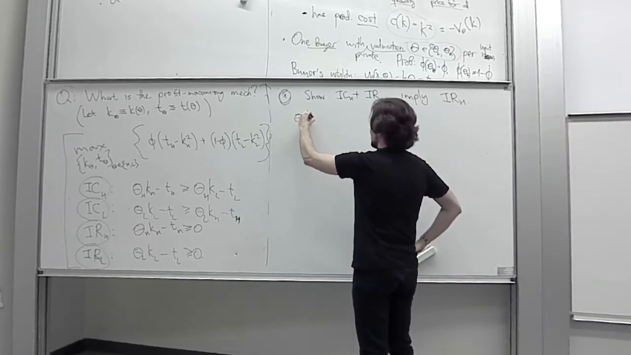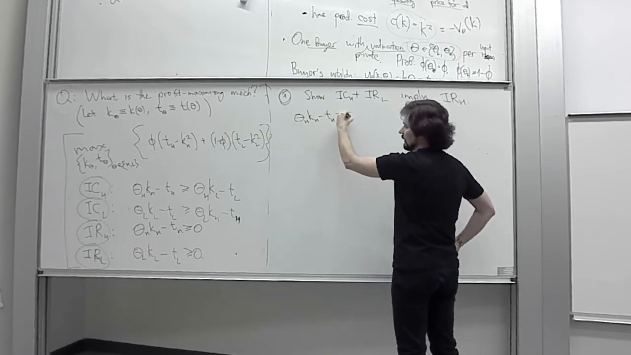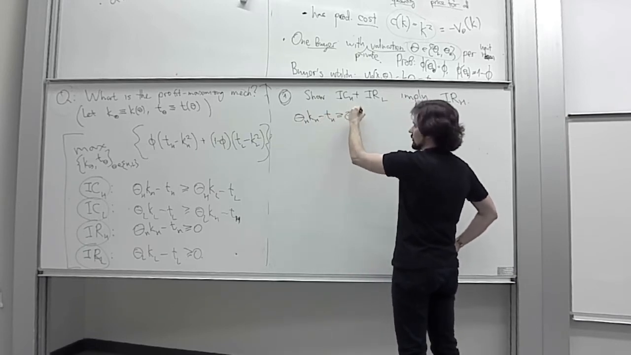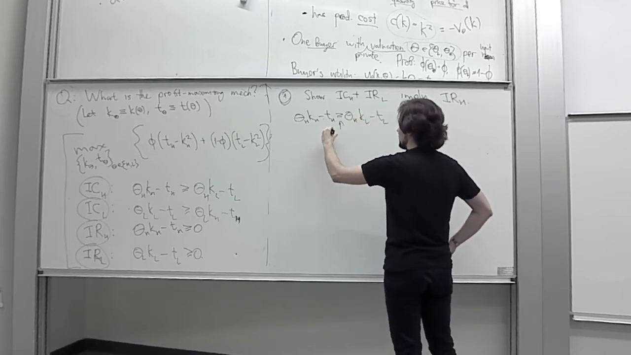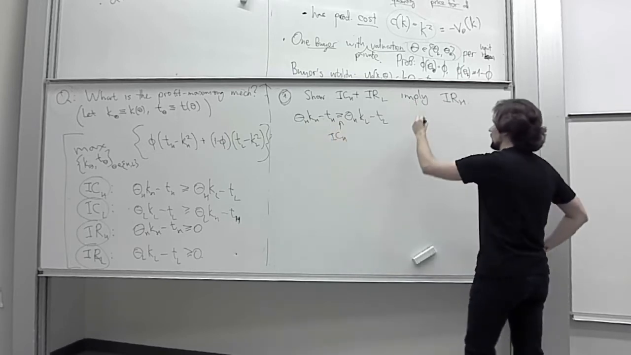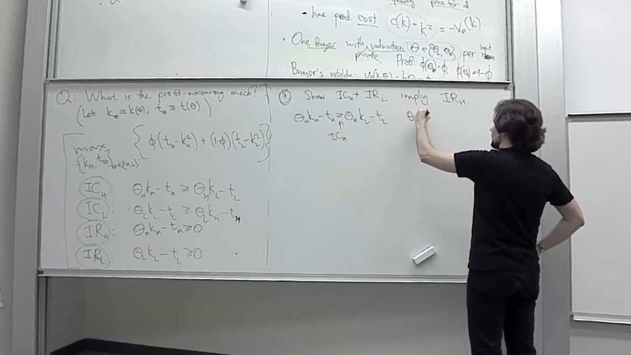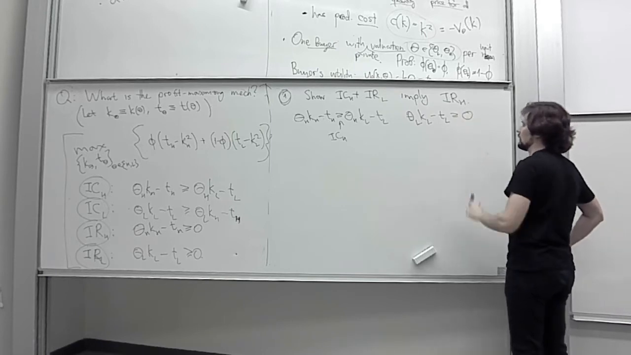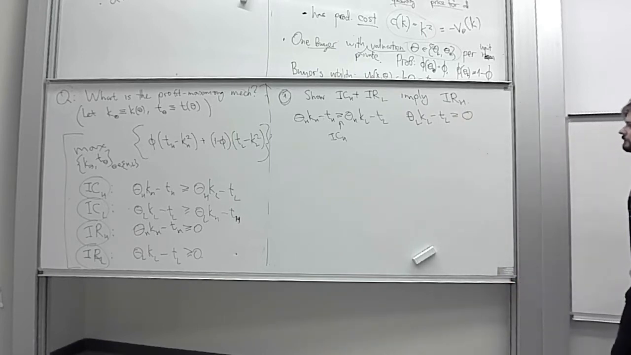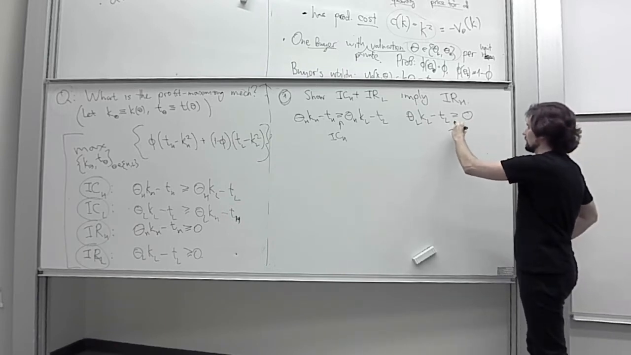Let me write out these conditions here. Theta H KH minus TH will be weakly greater than theta H KL minus TL. This is incentive compatibility of the high type. Theta L KL minus TL will be weakly positive. And this comes from the individual rationality of the low type.